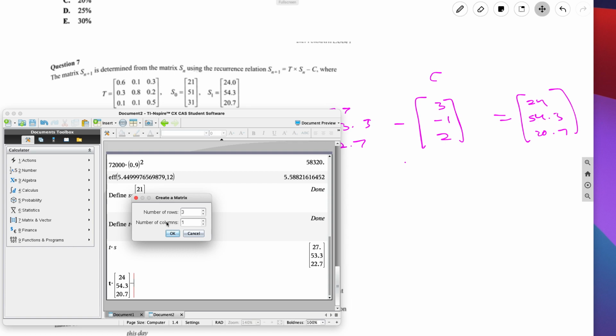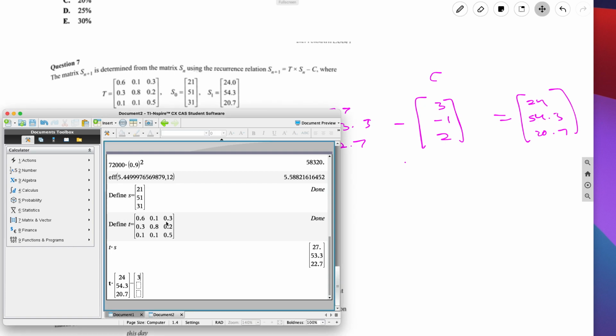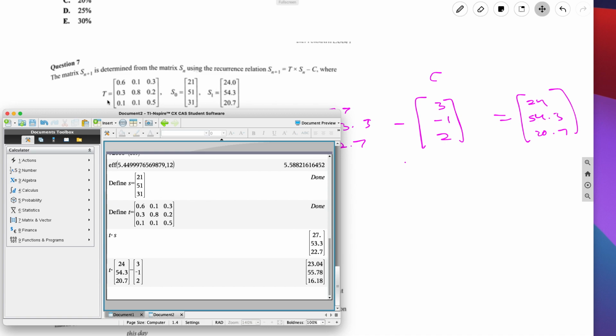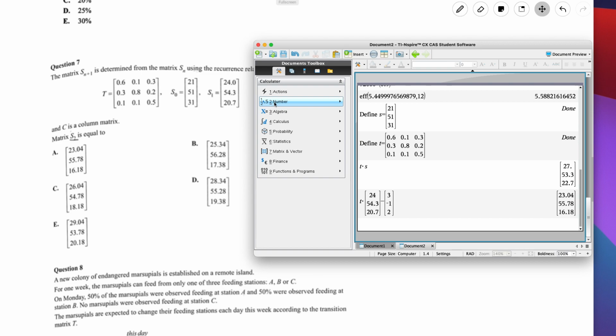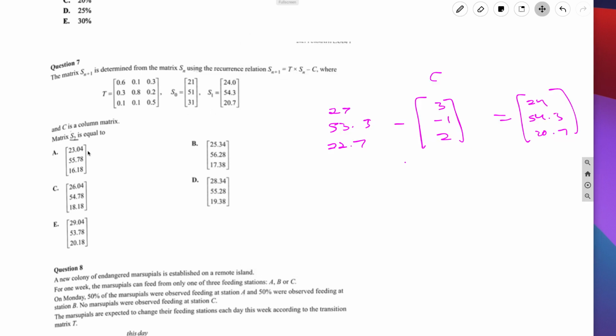And that's a 3 by 1 as well. And we're just going to put 3, -1, and 2. And that should be the state matrix number 2. So 23.04, 55.78, and 16.18. So it's A.